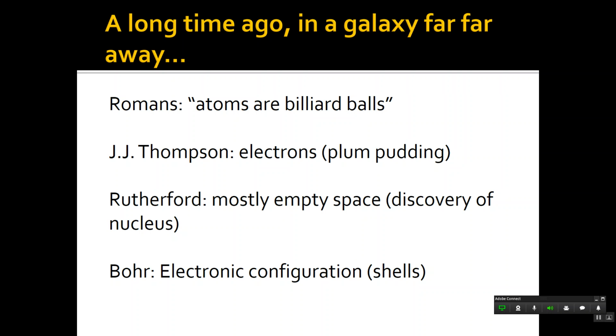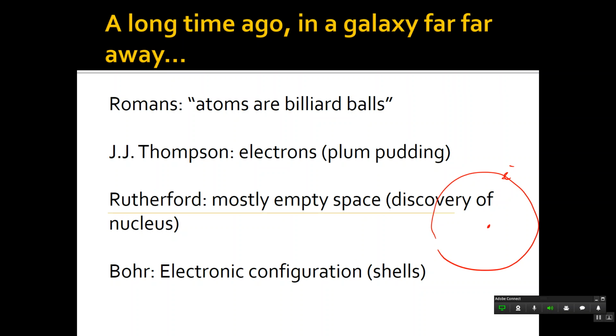So what he noticed is that the atom is actually not a billiard ball. It's a tiny, tiny, tiny thing with a whole bunch of empty space around it where the electrons are. So he basically discovered the nucleus, something at the center, with the rest of it being empty space. That's really important because that's what we need for today. And of course, Bohr came along a little later and discovered that there are different electron shells where the electrons could reside. We're not going to talk so much about that because we're talking about the nuclear.